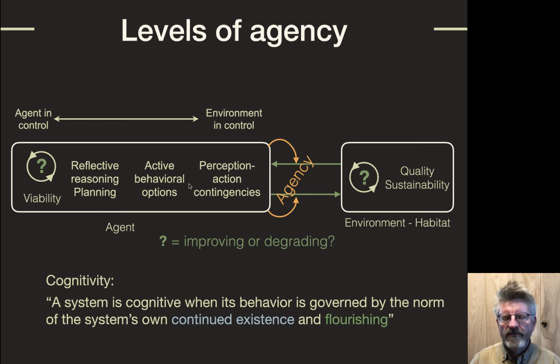But if the agent has more choices of behavior, and it can simulate in its mind a number of things and then choose the best option, then the agent becomes a little bit more in control of its own environment. And if it is also able to create something like a meta perspective in which it can do reflective reasoning, and it can plan its actions out, and it can simulate all kinds of different behaviors, then the agent becomes more and more in control of its own life, and also more in control of its environment. So we have different levels of agency here. And this is again associated with cognitivity. A system is cognitive when its behavior is governed by the norm of the system's own continued existence and flourishing. The flourishing part is typically associated with being able to do this really well.